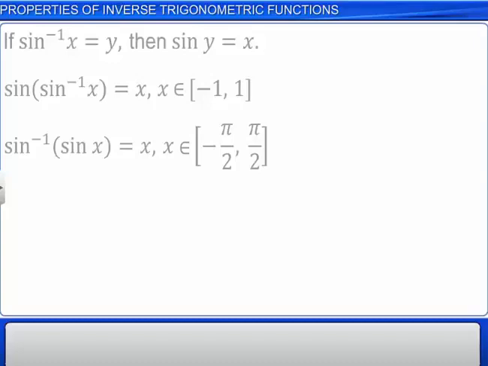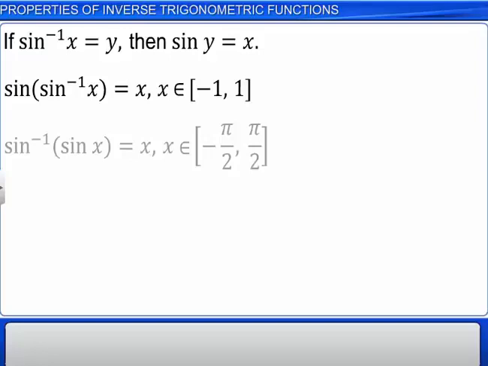Before we begin a discussion on the properties of inverse trigonometric functions, let's quickly revise what you have learned so far. If sine inverse x is equal to y, then sine y is equal to x. Also, sine of sine inverse of x is equal to x, where x belongs to a closed interval -1, 1.